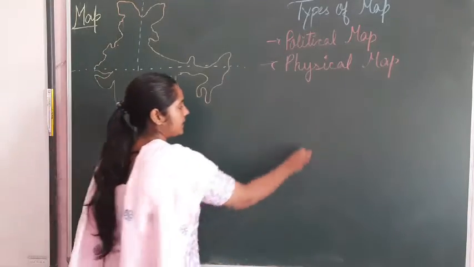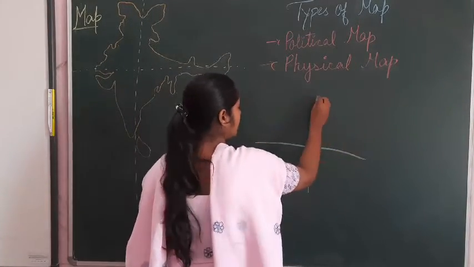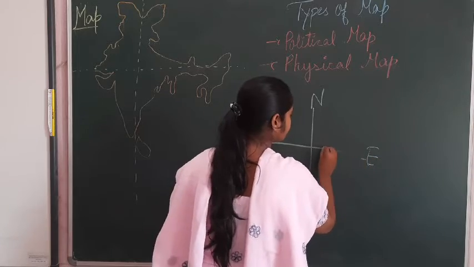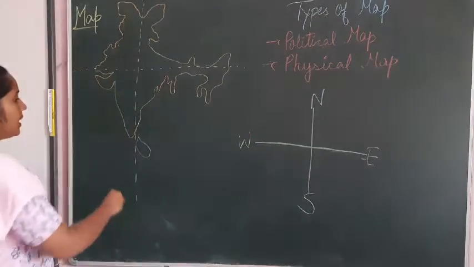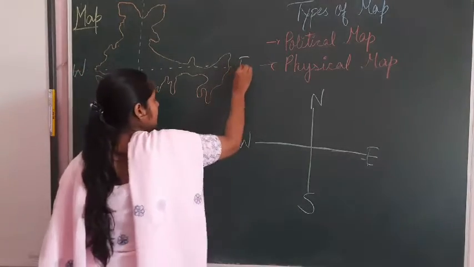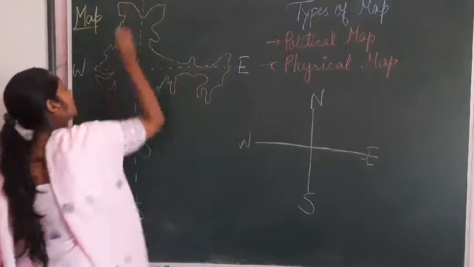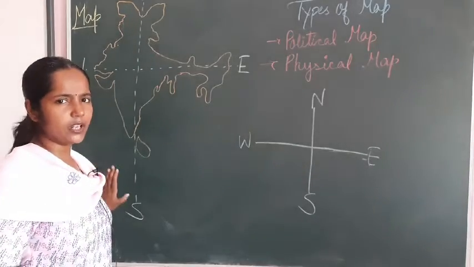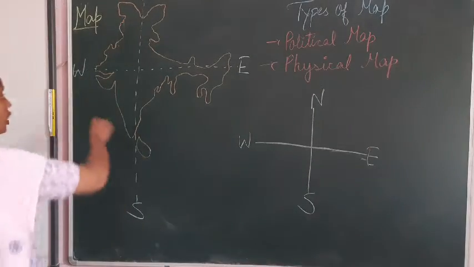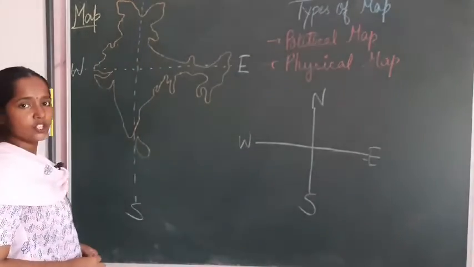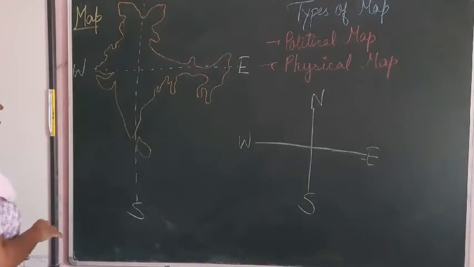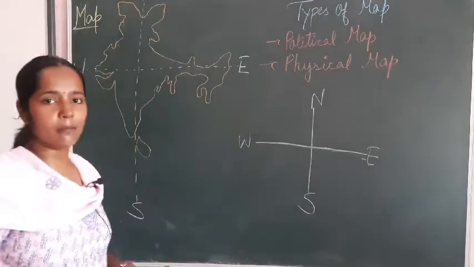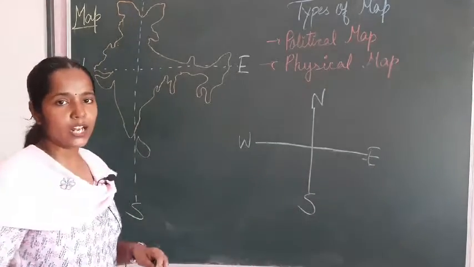Now as you know, when we divide any direction, there will be north, south, west, east. Likewise we will mark west, east and north. So we have divided a map randomly, for your understanding. This is the northern part, where there are Himachal Pradesh, Punjab, Chandigarh. The western part has Gujarat. The eastern part has Nagaland, Mizoram, Manipur, and the southern part has Tamil Nadu, Telangana and so on.